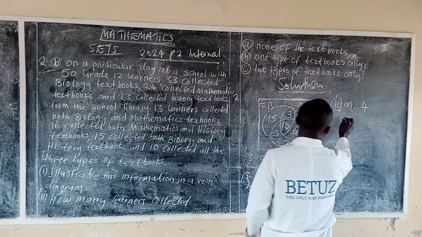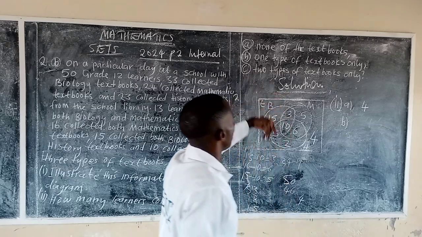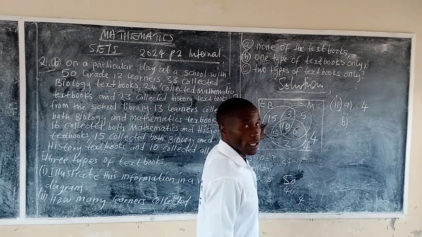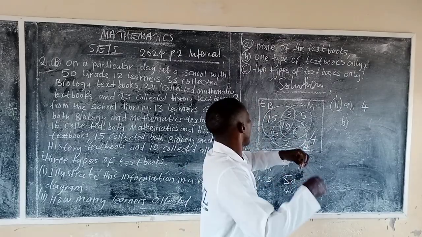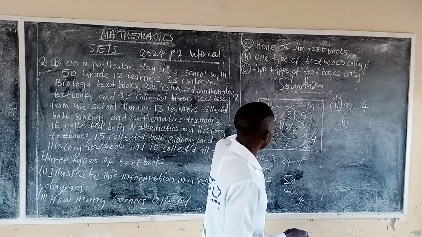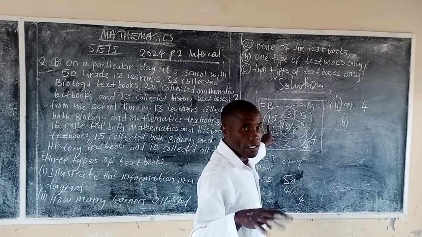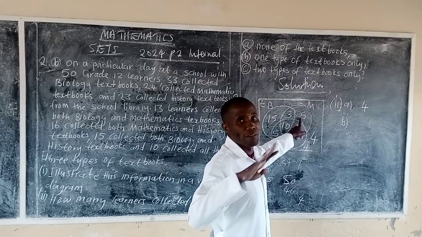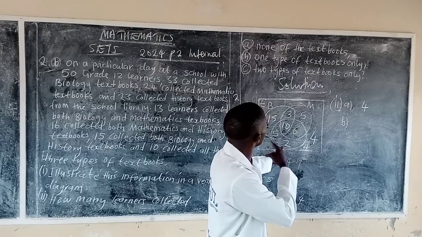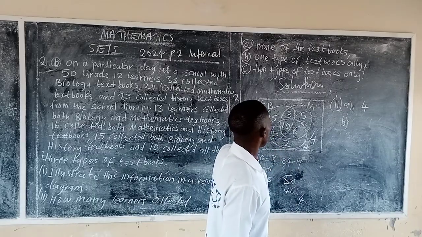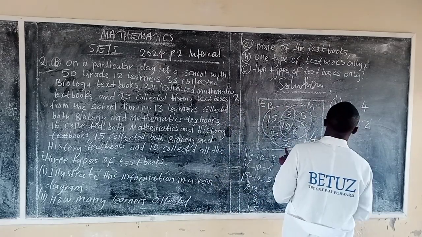Then 2B, one type of textbooks only. So meaning one type. Since they are saying only, just this part. It's only 15 who collected biology, 15 learners who collected biology only. Then 5 learners collected mathematics only. Then 2 learners collected history only. So to answer that question, we have to add this. 15 plus 5, 20, 20 plus 2, 22. So you say 22 learners.